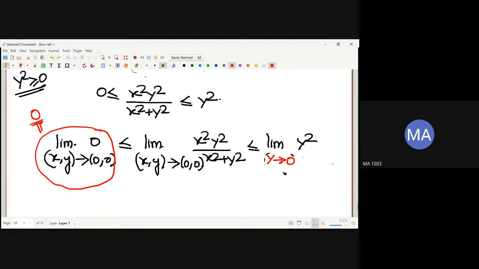And if y tends to 0, of course, because if (x, y) is going to (0, 0), that basically means y is also going towards 0, right? So in that case, this limit is also 0, right? So the limit of this function is in between 0 and 0. That means the limit is 0, right? So this is more or less the standard way, at least in this course.